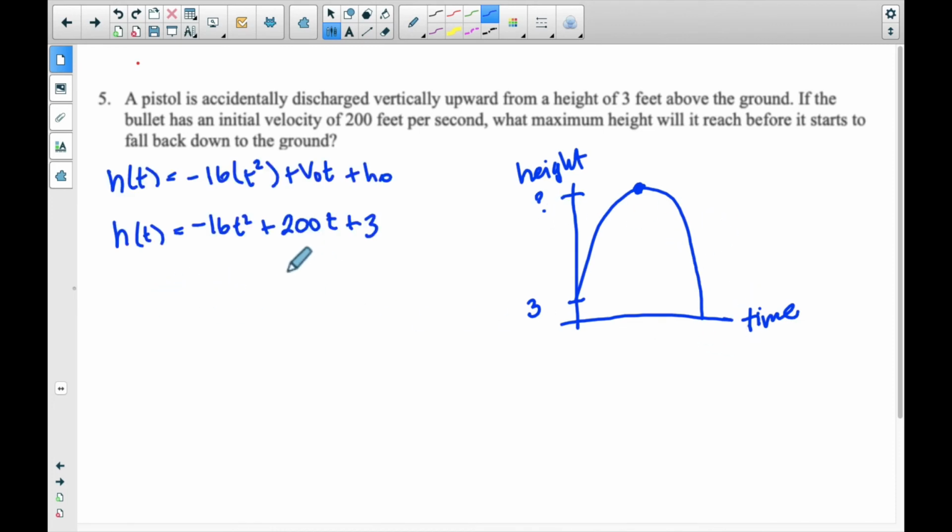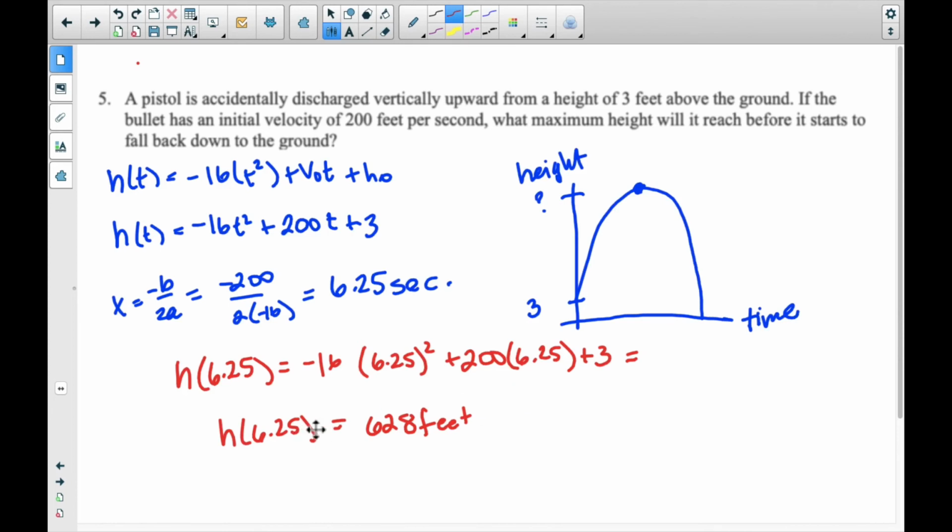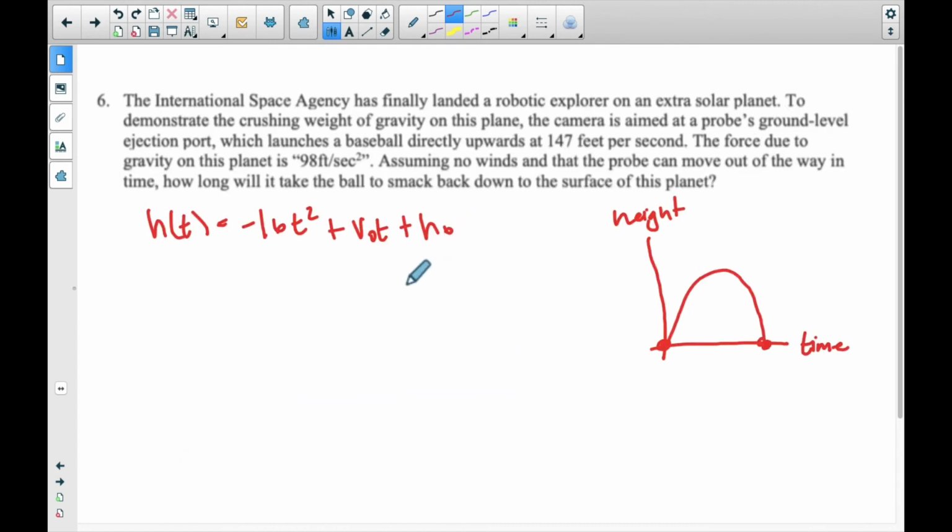So if I plug in the information, I have a 200t and I have a 3 that I know. I need to find my max height. My max height is my vertex. The way I find the vertex is I start with negative b over 2a. Negative b over 2a, I get 6.25. 6.25 what? Well, this is x. X is time, so that's 6.25 seconds. The question was asking for the height. So now I need to take that time and plug it into the equation to find my height. I plug it into my calculator, and I get that the height after 6.25 seconds is 628 feet.